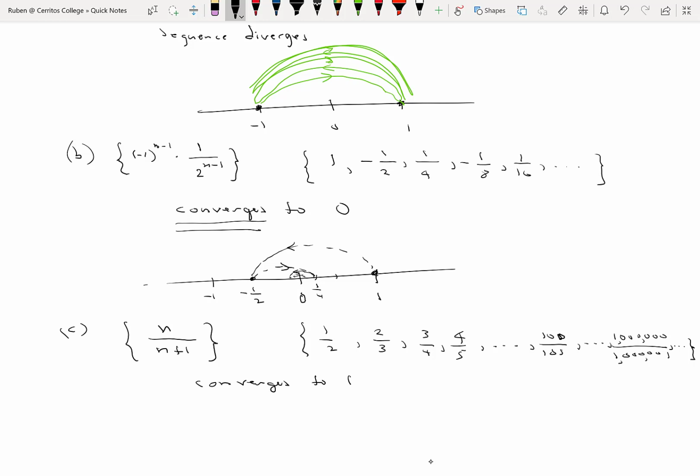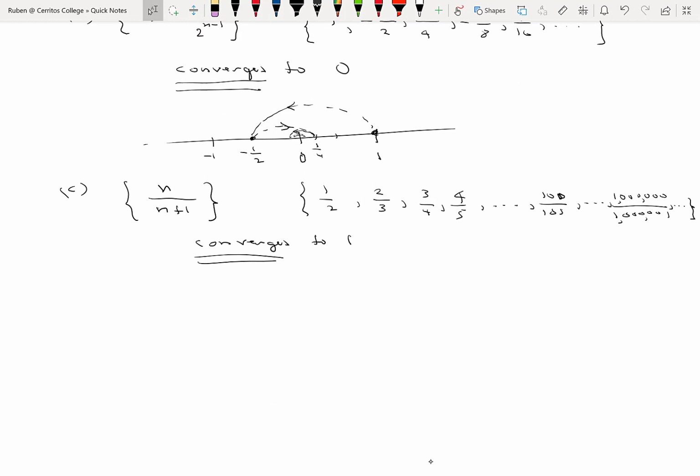Converges to 1. Okay. I'm going to draw roughly what's going on the number line, because our next sequence is going to really rely on understanding this particular sequence. When n was 1, I got a half.